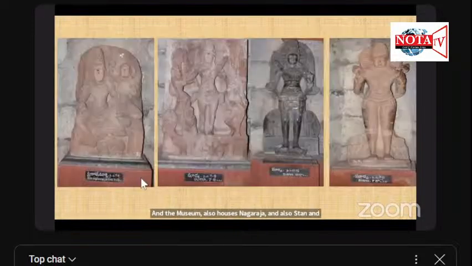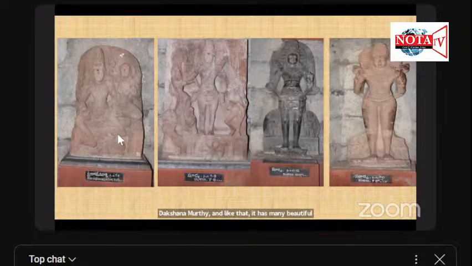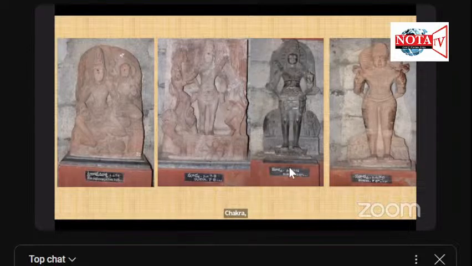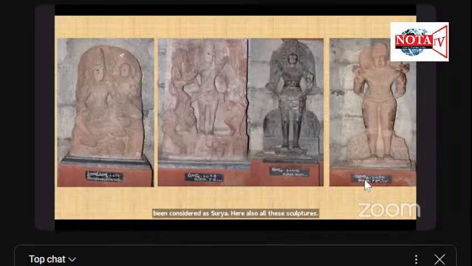It has many beautiful sculptures, and Pradosha Murti and Surya. There are so many sculptures of Surya with different attributes. Okay, so here you have Surya. These are the labels based on which I'm telling. So this has been considered Surya probably because of the chakra. And here also, because of these attributes, it's been considered as Surya. Here also Surya. So all these sculptures were probably found in different places when the excavations were taking place and when they were transplanting. So all these were brought and kept in the museum.